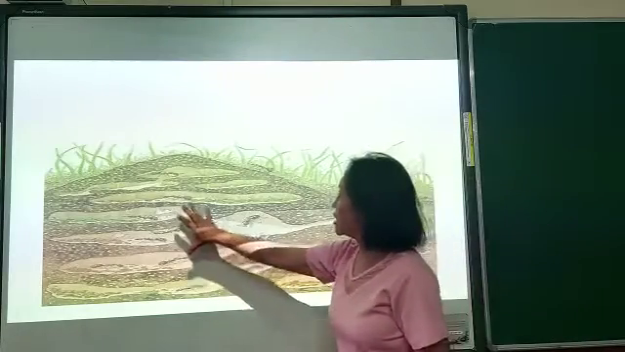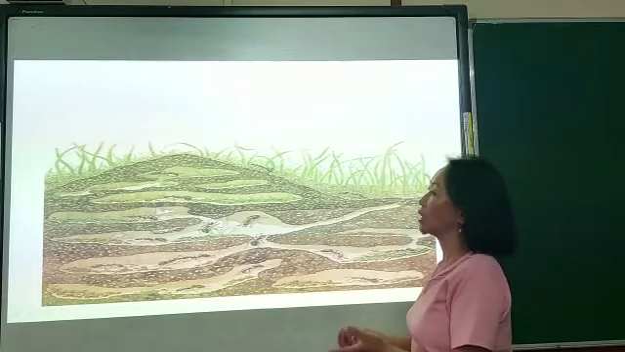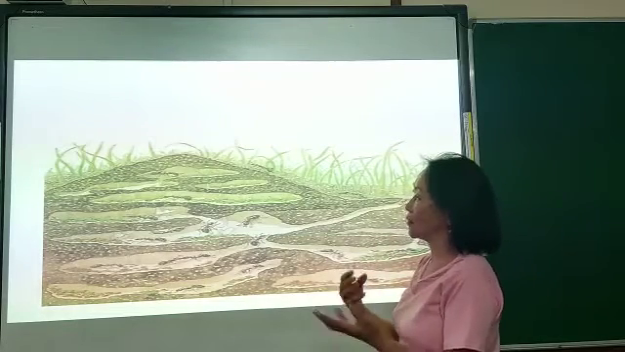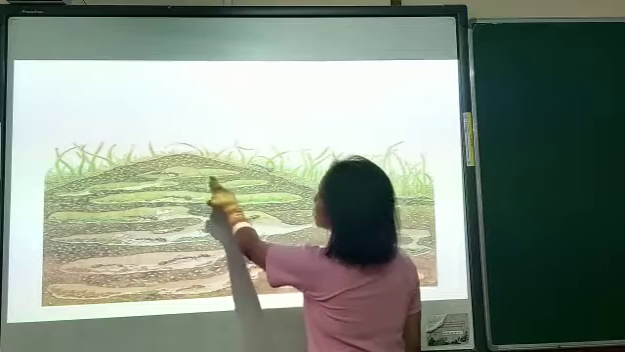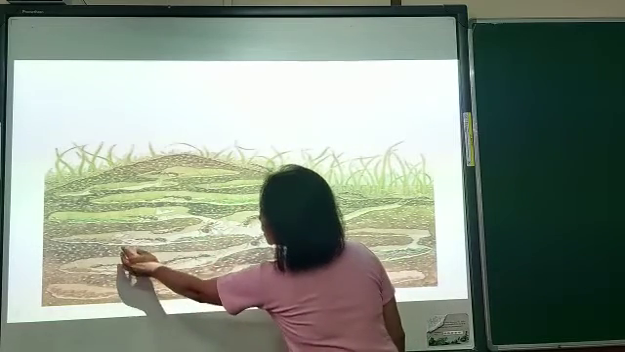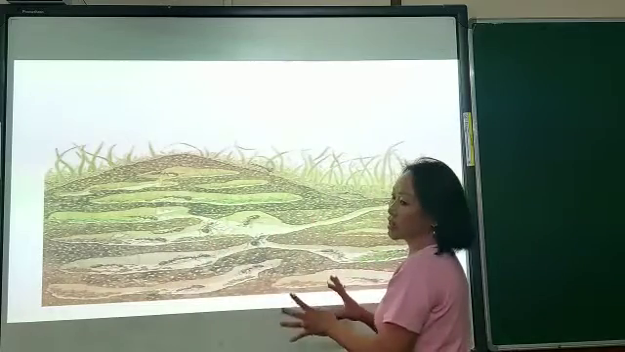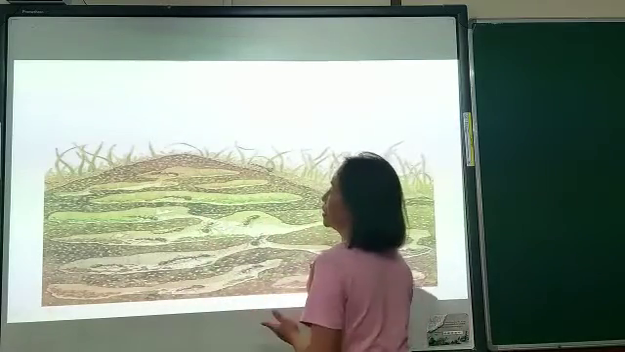Now the ant nest inside looks like this. There are so many ants. You have worker ants, you have soldier ants, you have the queen ant also. So inside they have tunnels like this for different purposes, where they lay eggs, where they keep their food for later on. So inside an ant nest, it looks something like this.